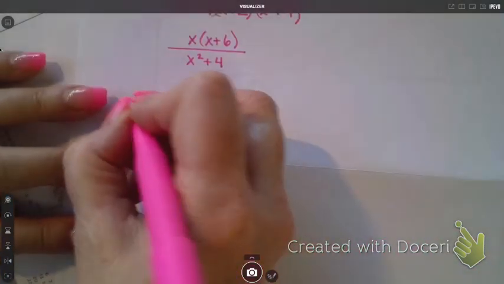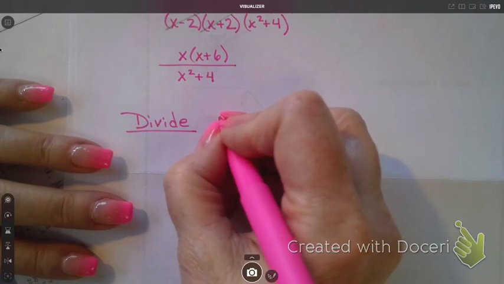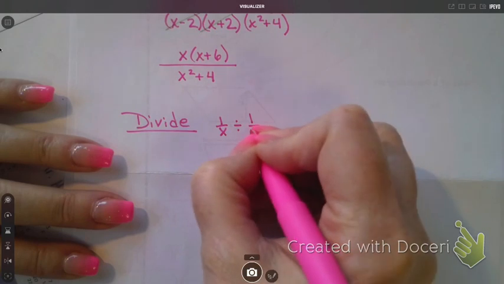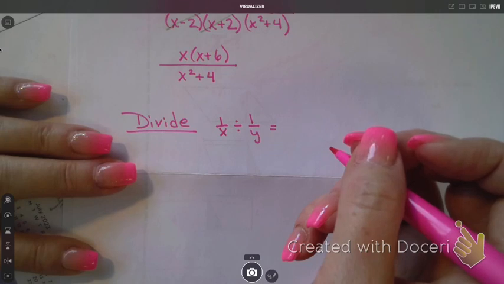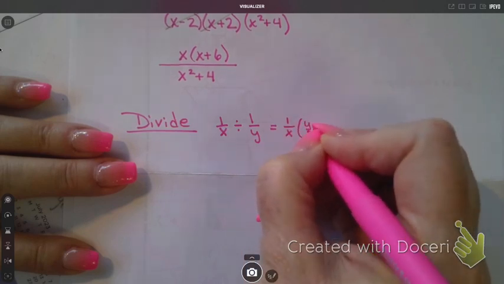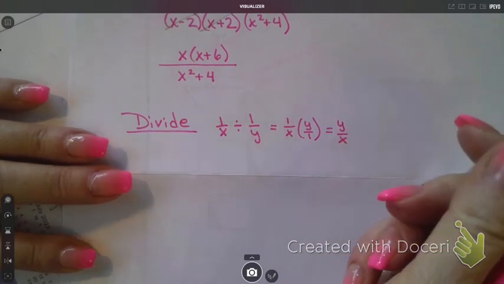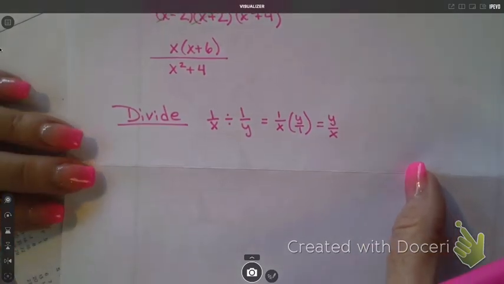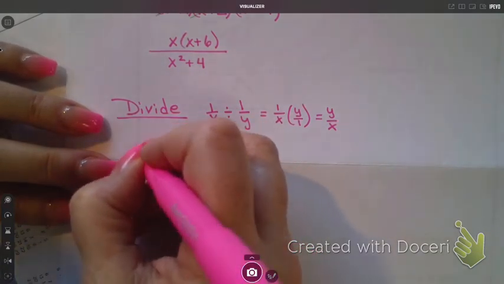Okay, now we're going to divide. Real quick review before we start. When we divide fractions, what do we do? Multiply by the reciprocal. Of which one? The second one. So it'd be 1 over x times y over 1, which would be y over x. Does that change just because it's a rational expression? Nope.